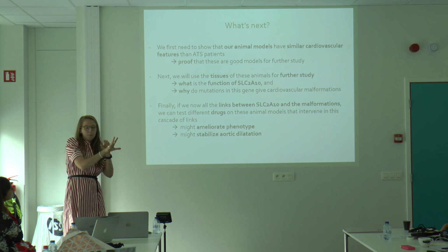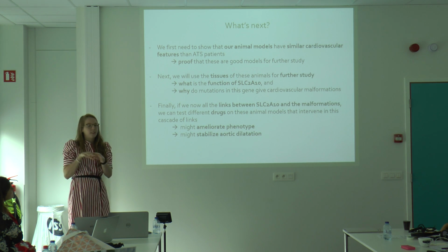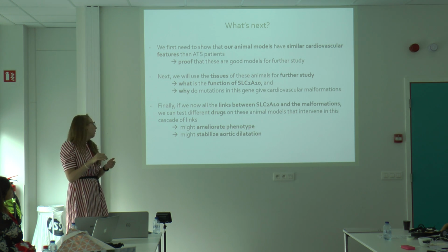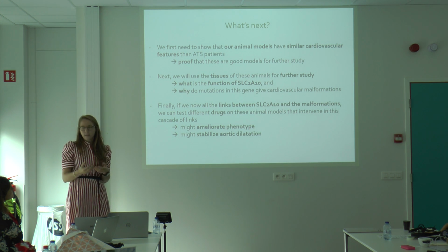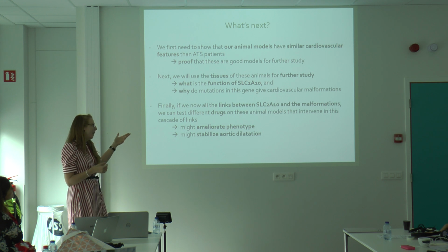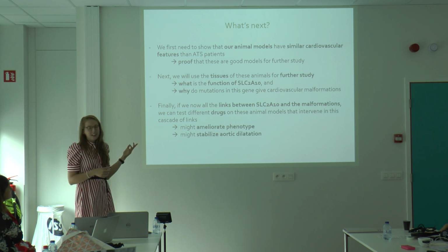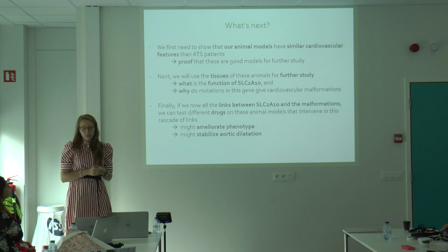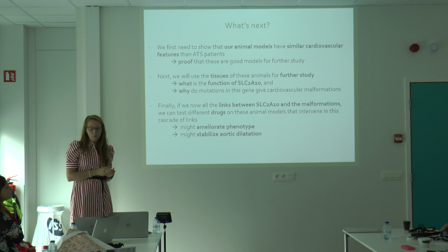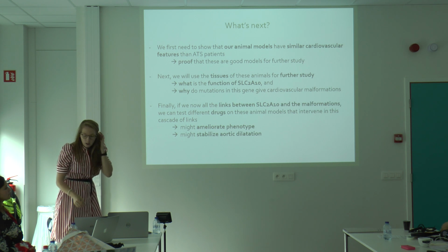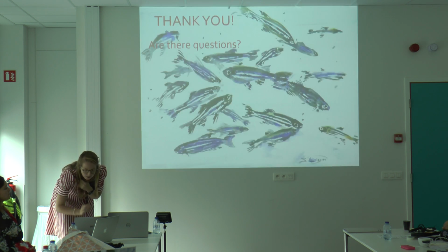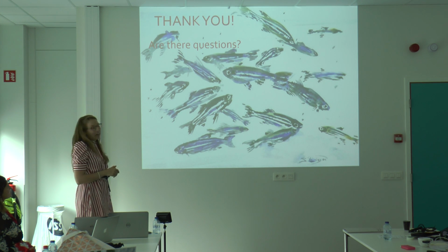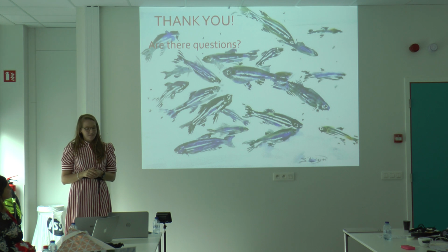And if we have all the links between the gene and the phenotype, if we have laid out this puzzle, we can intervene there. So we can intervene with drugs that we can test on these animal models, but still it will take years to get to this point. But in the end, that's of course what we're looking for. We're looking for drugs that ameliorate the phenotype or might stabilize, for example, dilatations. So that brings me to the end of my talk. I want to thank you for listening, and I don't know if there are any questions.